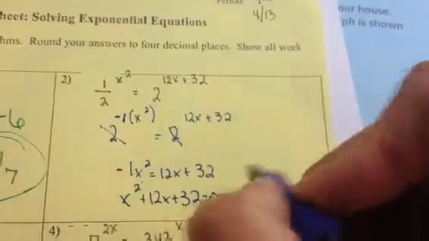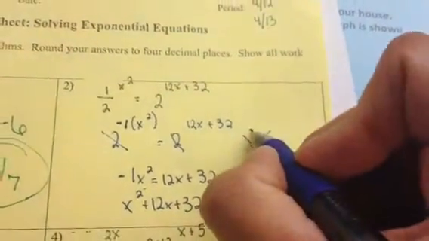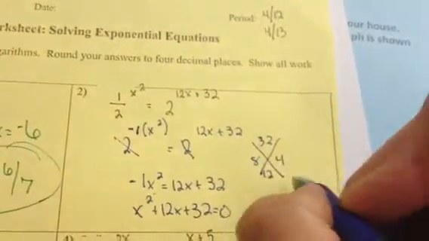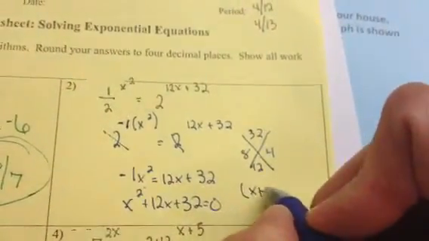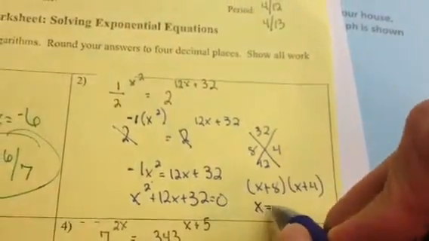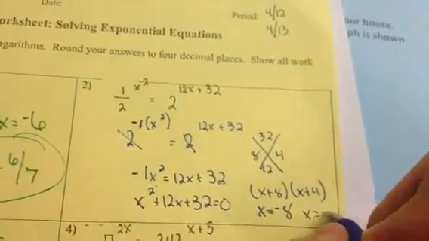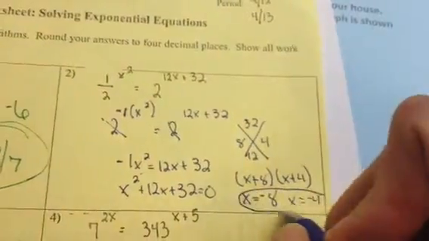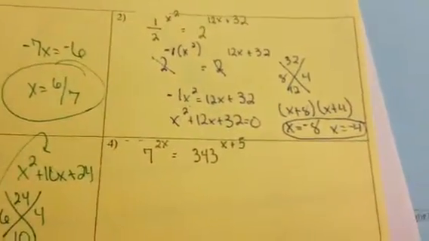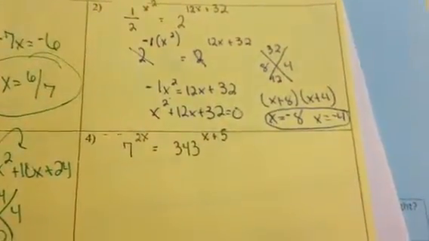and now I'm going to be looking for factors of 32 that get me to 12, and that will be 8 and 4. And then I can make my parentheses, and then when I'm done, I ask what makes them 0, and my two answers are -8 and -4. Alright, so the next problem, same idea, as I want to get the bases to be the same.